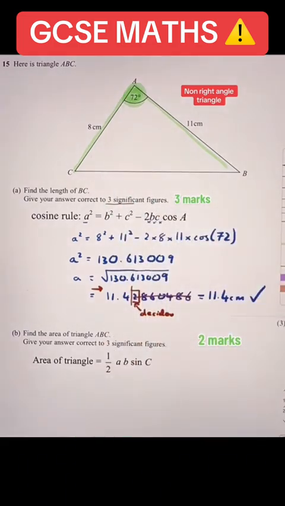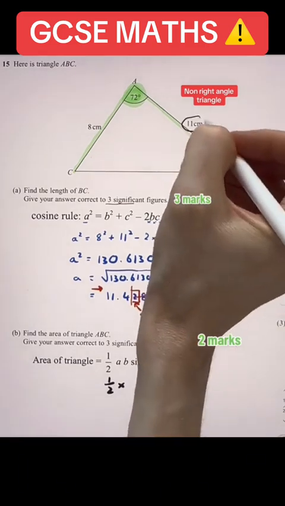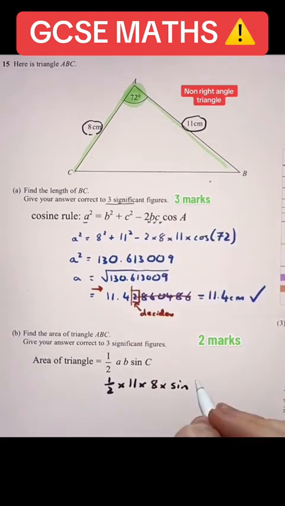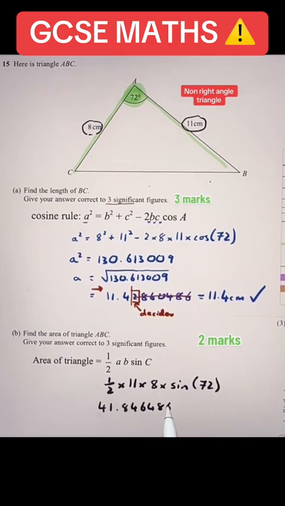Therefore, substituting into my formula, it's simply going to be a half multiplied by one side, it doesn't matter which one you use first, times 11, times the other side, in this case 8, multiplied by sine of the enclosed angle, so sine of 72. Substituting into a calculator, that gives an area of 41.84648672.